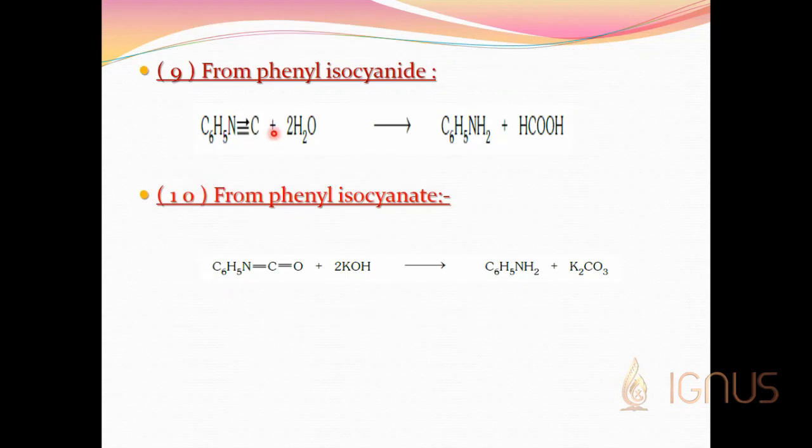Next, from phenyl isocyanide. NC means it is an isocyanide. On hydrolysis, you will get aniline along with formic acid as the product. If we treat phenyl isocyanide with KOH, you will get aniline as the product along with K2CO3.